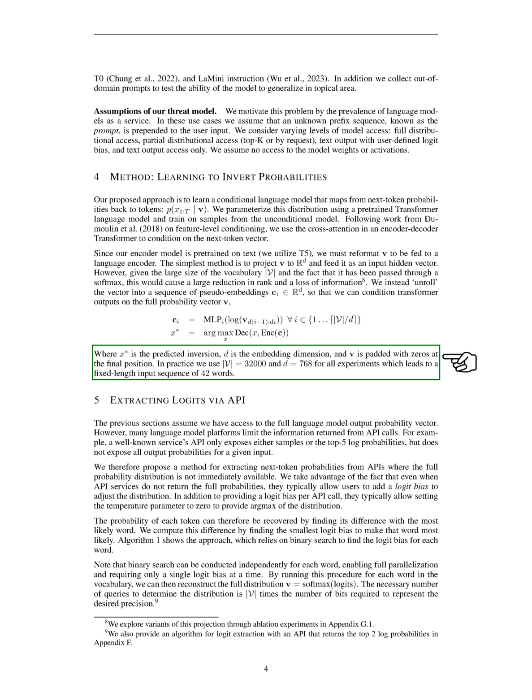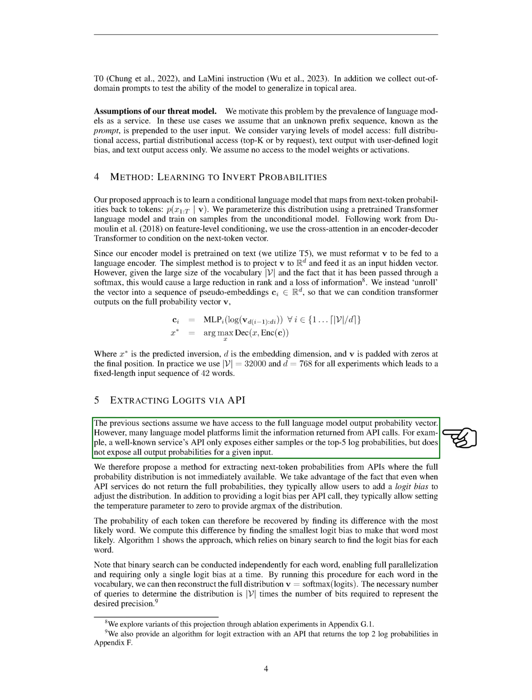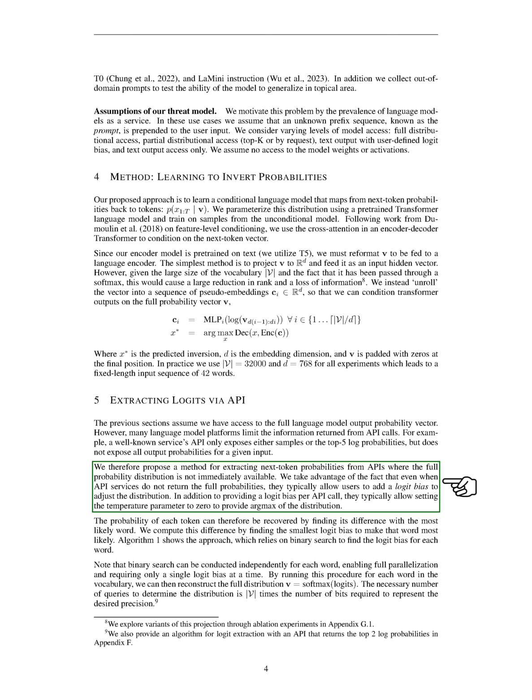Section: Extracting logits via API. In this section, we discuss how we can extract logits via API calls. Many language model platforms only provide limited information through their API, such as samples or the top 5 log probabilities, rather than the full output probabilities. To address this limitation, we propose a method to extract next token probabilities from APIs that do not immediately provide the complete probability distribution. We leverage the ability of API services to adjust the distribution by adding a logit bias and setting the temperature parameter to 0 to obtain the argmax of the distribution.